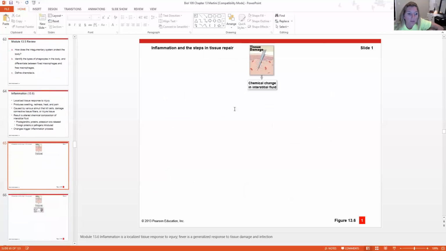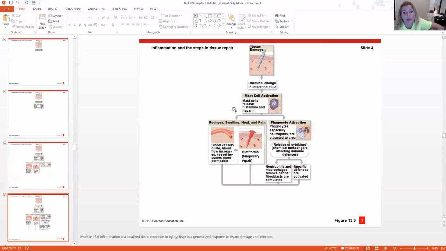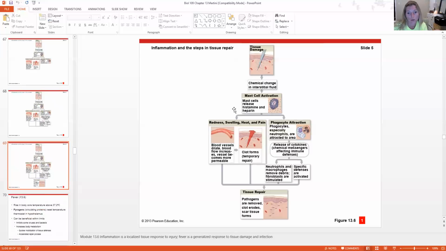Let's look at the inflammatory process. So you have some type of damage, and then the mast cells are activated. Mast cells release histamine and heparin. Histamine and heparin are going to dilate the blood vessels and help clot the blood. The phagocytes are attracted to the area through chemotaxis, and they're basically going to alert the rest of our body's defense. Possibly even specific defenses may be activated in this case, or fibroblasts may be stimulated to rebuild or secrete collagen fibers, etc. Ultimately, the tissue would be repaired and a scar would form.